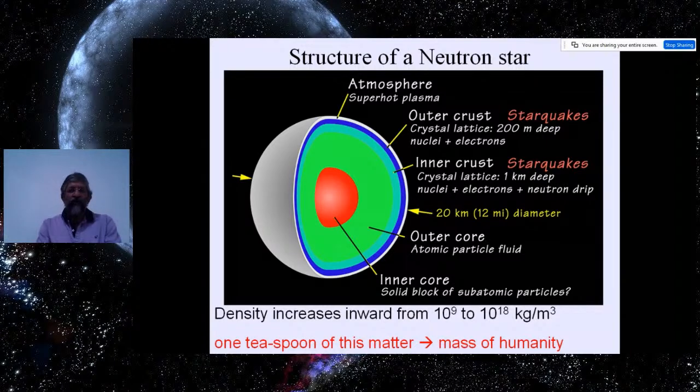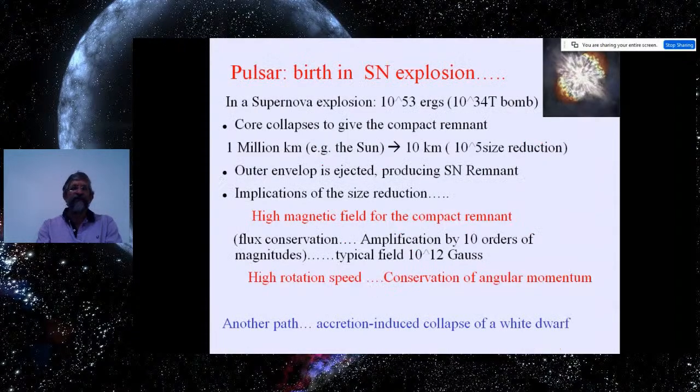The innermost core, where the densities might be extremely high, might have other forms of matter like quarks. But in terms of density, as it is said popularly, one teaspoon of this matter will have the mass equal to that of the entire humanity. So that will give you an idea of how dense this object is.